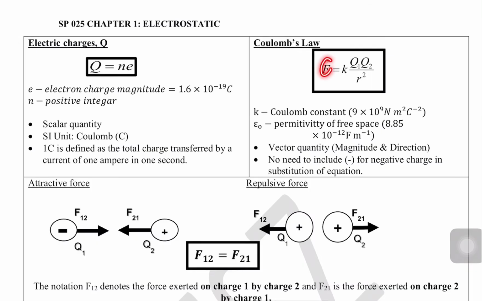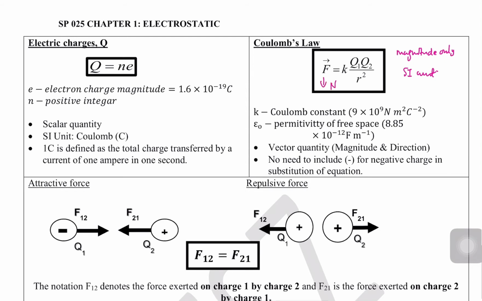So F equal to K Q1 Q2 over R square. For this one, magnitude only. Magnitude only means that regardless of whether the charges Q1, Q2 are positive or negative, we take their value only. R will be the distance between Q1 and Q2. So if there is Q1 and Q2, the distance will be R. Everything must be in SI unit. F, its unit is Newton.